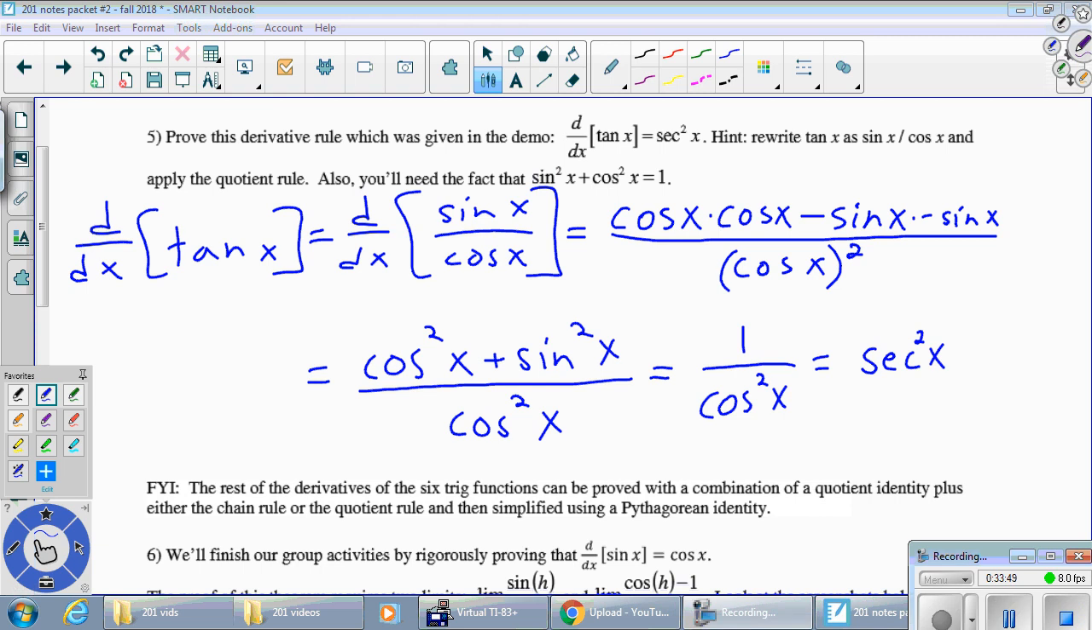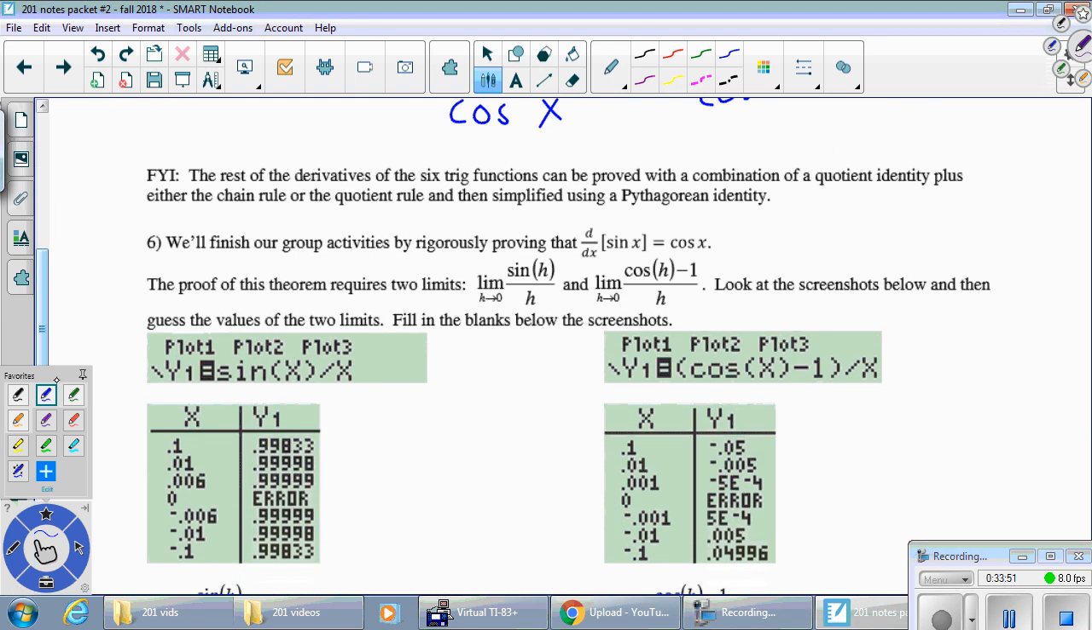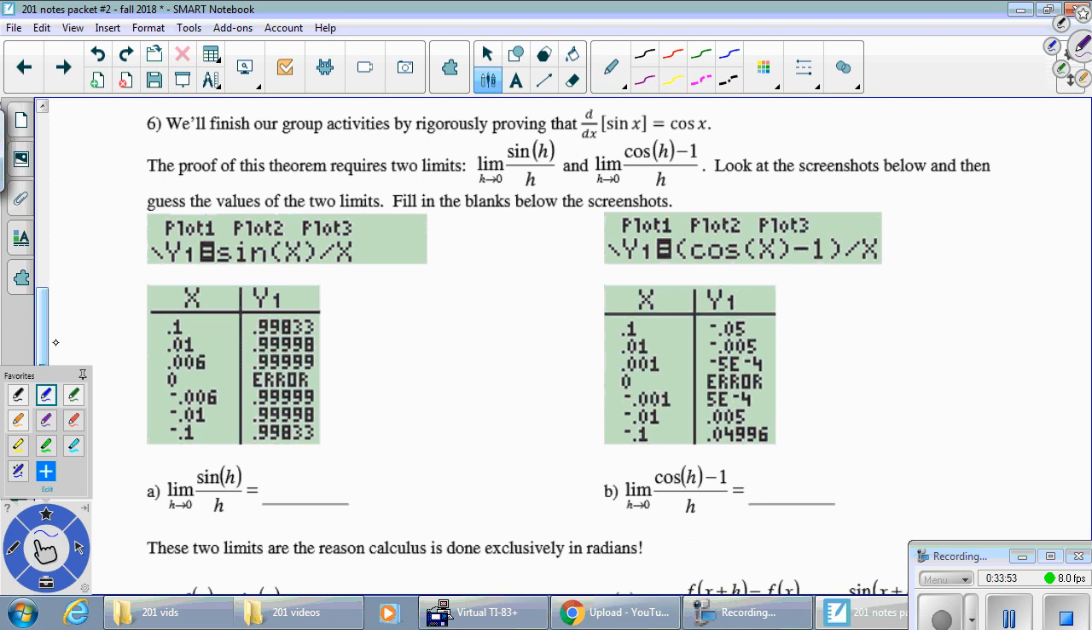Okay, and then moving on to number 6, says we're going to rigorously prove that the derivative of sine is cosine, but we need two limits that we're going to guess the values of based on looking at tables. So first one is the limit as h goes to 0 of sine of h over h. So what I have done here is given you screenshots from my calculator. There's my sine of x over x.